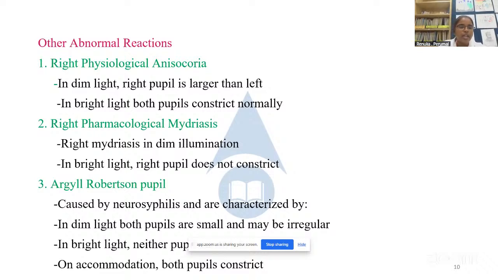Next is Argyll Robertson pupil, which is caused by neurosyphilis and is characterized by the following. In dim light, both pupils will be small and may be irregular. Likewise in bright light, neither pupil reacts. On accommodation, both pupils will constrict.